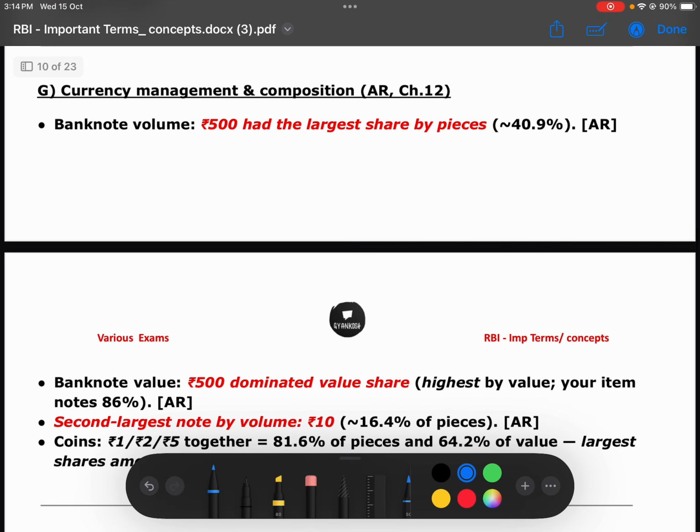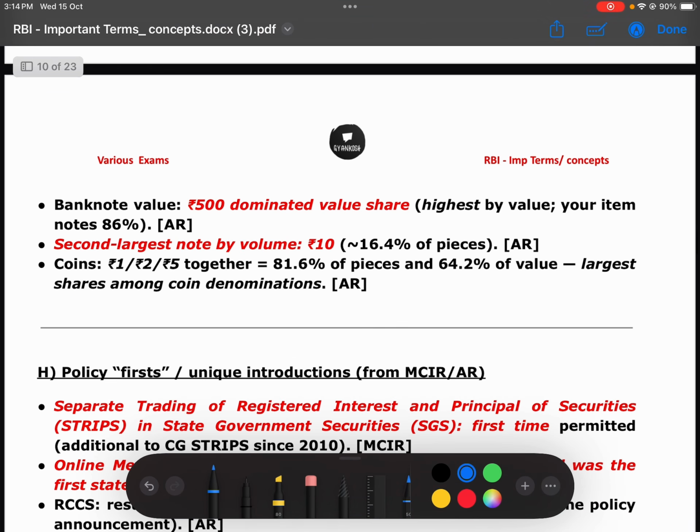In case of currency notes, the rupee 500 note is the largest share by pieces. It has 40.9%: of all the currency notes in circulation in India, 40.9% are 500 rupee notes. In case of banknote value, again the 500 rupee note dominated, and the second largest is the 10 rupee notes by volume.